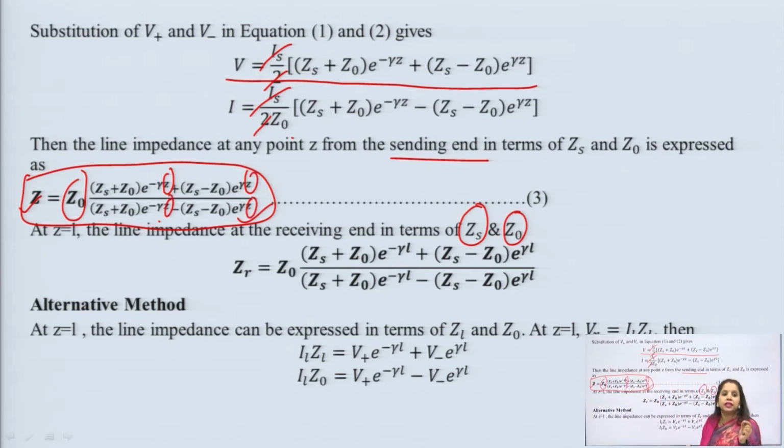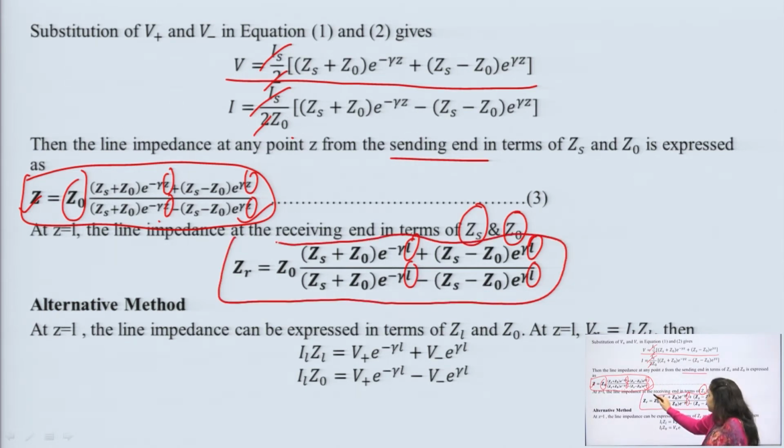So, substitute Z equal to L, and when we substitute Z equal to L, you are able to see, I have substituted L in the place of Z in this expression, and we are able to get the line impedance at the receiving end in terms of Zs and Z0.